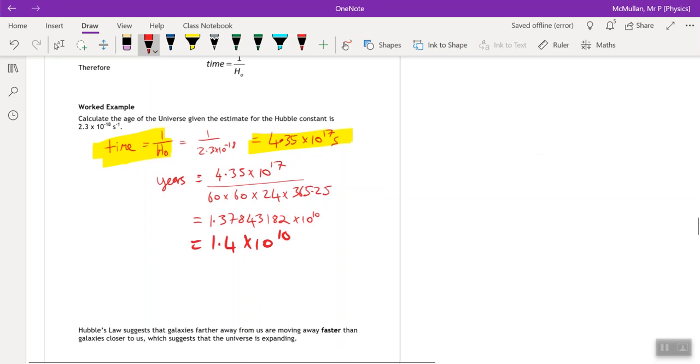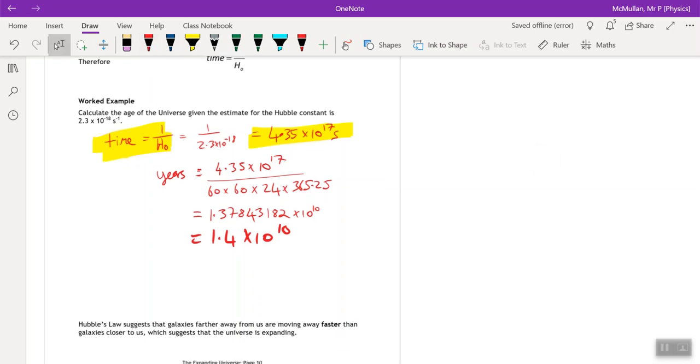So Hubble's law suggests that galaxies that are farther away are moving away faster than galaxies that are close to us. This suggests the universe is expanding. This is proof, or said to be proof, of the Big Bang theory.